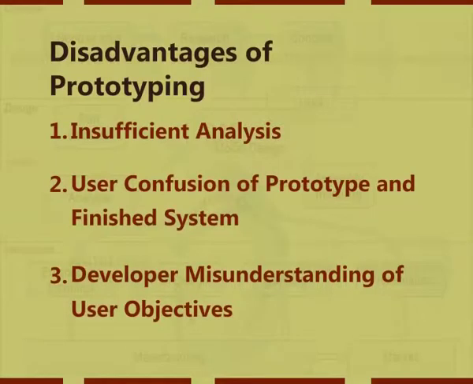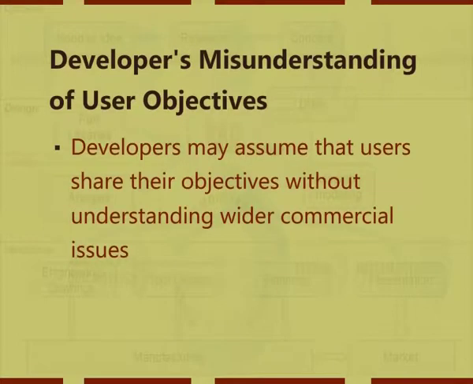Third, developer misunderstanding of user objectives. Developers may assume that users share their objectives, for example, to deliver core functionality on time and within budget, without understanding wider commercial issues. For example, user representatives attending enterprise software events, for example PeopleSoft, may have seen a demonstration of transaction auditing, where changes are logged and displayed in a difference grid view, without being told that this feature demands additional coding and often requires more hardware to handle extra database access.